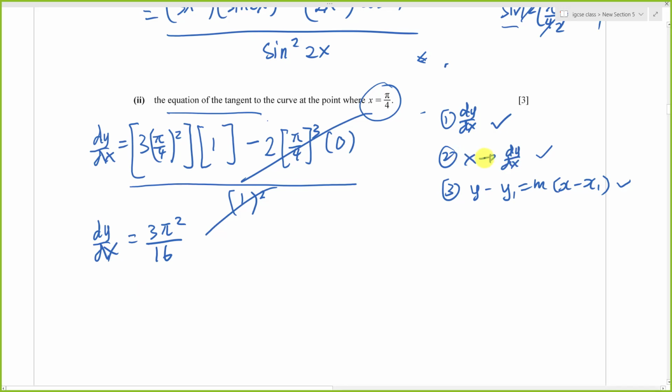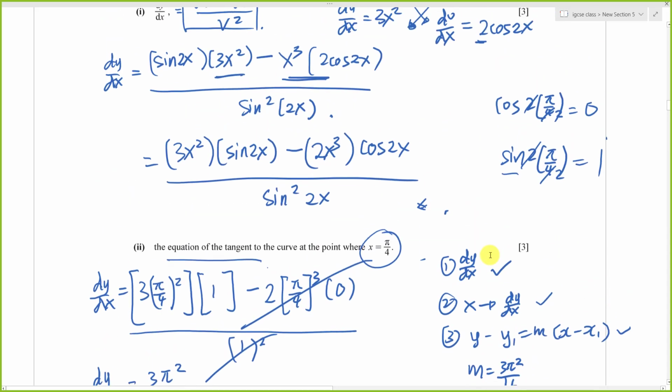Alright, so we solved step 2, which is sub x value into dy/dx. Then we need to go to step 3. In order to use step 3, you need to make sure you have two pieces of information. You need a gradient, which you already got in step 2. And then you need one coordinate. When we say coordinate, we must have x and y. We have x here, but we don't have y. So we have the gradient, which is 3 pi squared over 16, and then we need the coordinate, which is pi over 4 and y. So right now I want to find the coordinate y here.